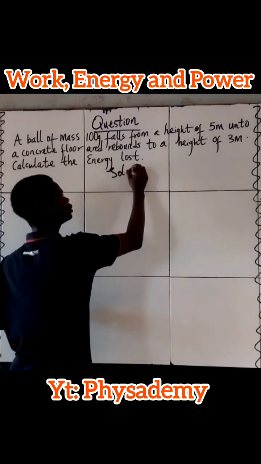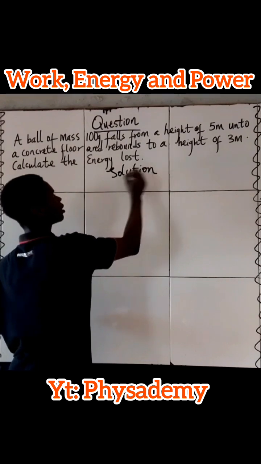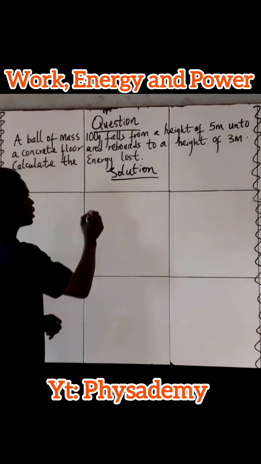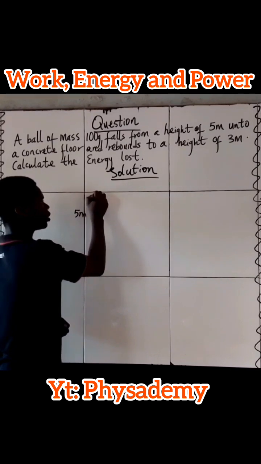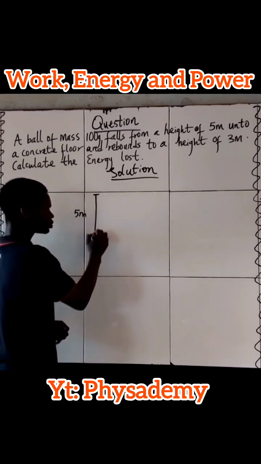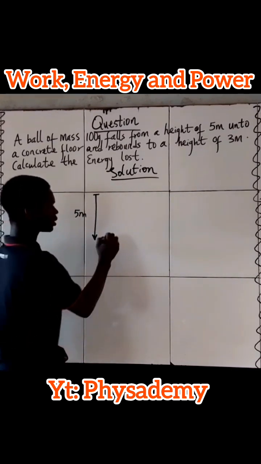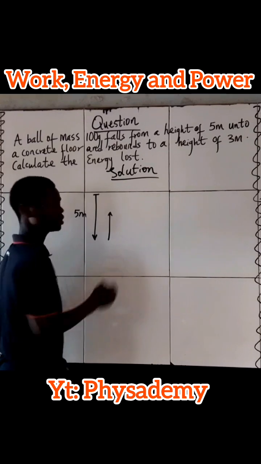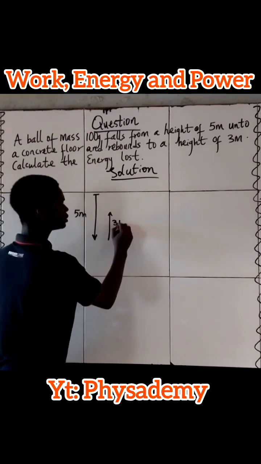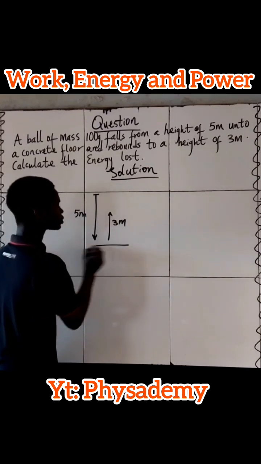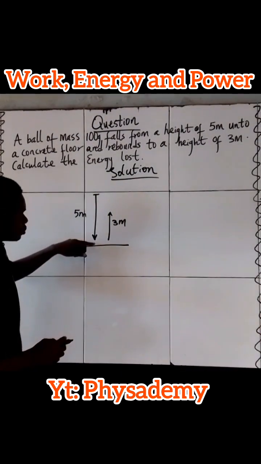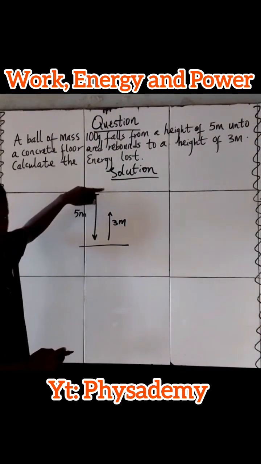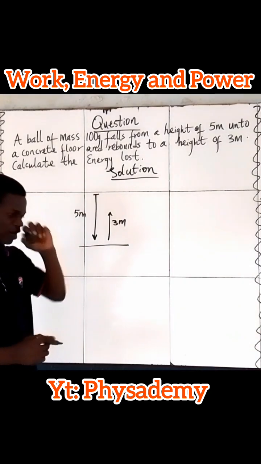Solution. We have to draw a diagram to show this question. At an initial height of 5 meter, the ball was here. Then it falls to the ground. After hitting the ground, it rebounds to a new height of 3 meter. Initially it was here, it falls to the ground, then it rebounds back. Now this is the diagram.